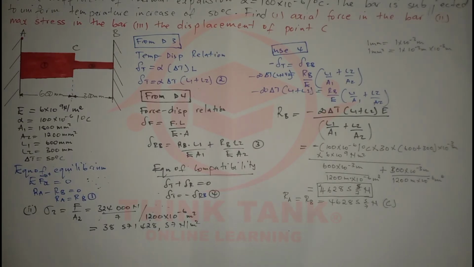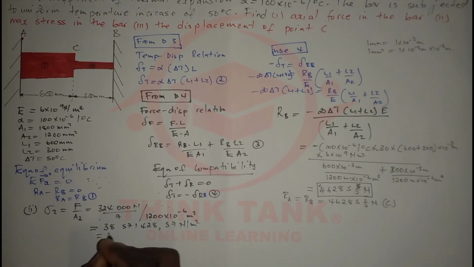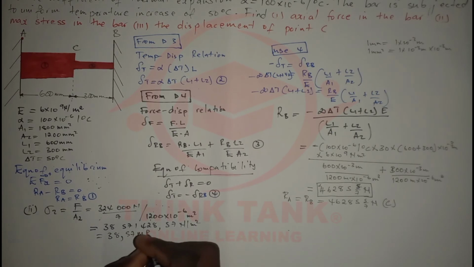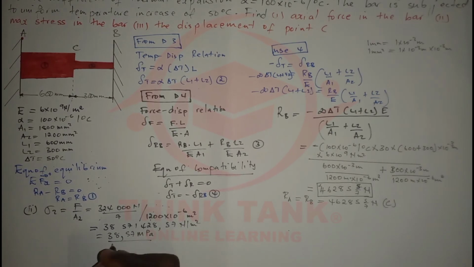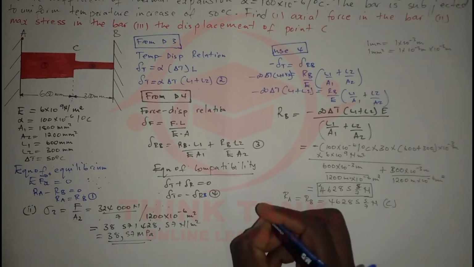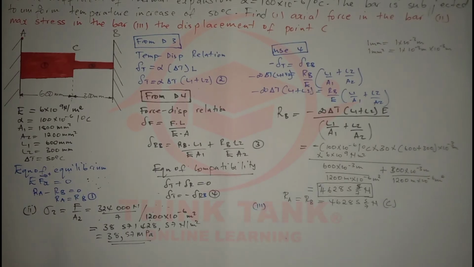Okay, so to simplify this, let's change it to mega, since you can see this is 38 million. So I'm going to write this as 38.57 mega pascal, right? And now for the last part, which is the displacement of point C.